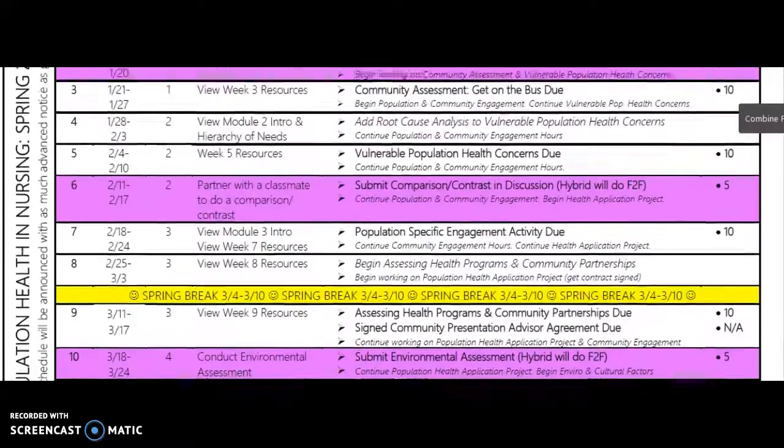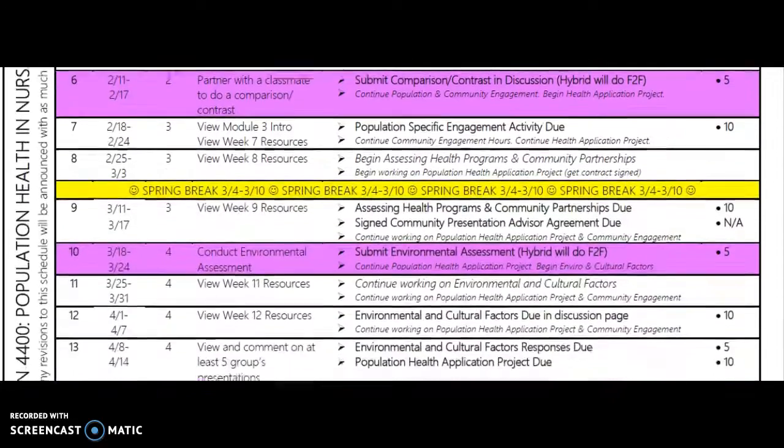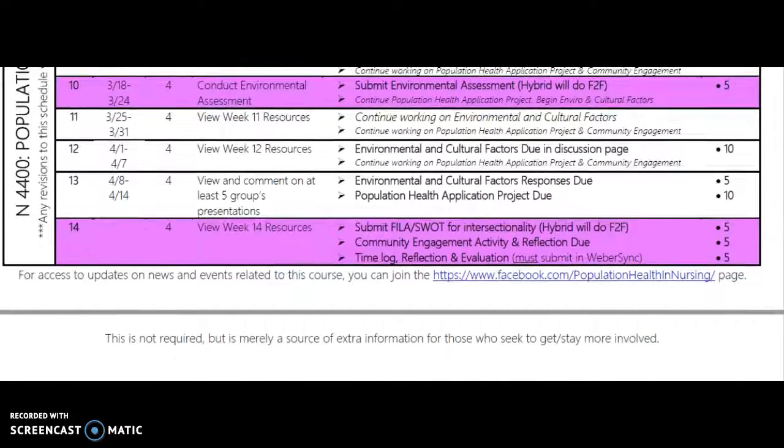And you'll notice over on the right-hand side that it shows you how many points, so bold print is what's due that week and how many points each thing is worth. So make sure you scroll through that and familiarize yourself with what is coming and when.